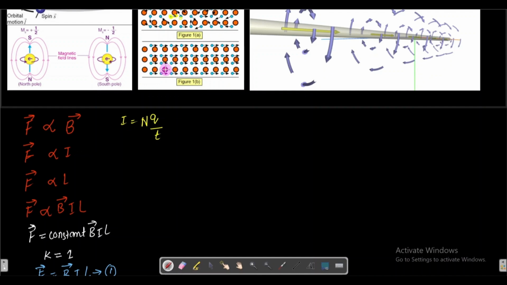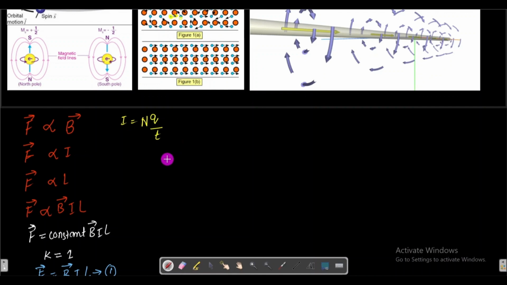Due to the external battery, the source of EMF, an electric field will develop inside this conductor, due to which force will be exerted and these free electrons will be moving. That motion of these free electrons we call the drift velocity.